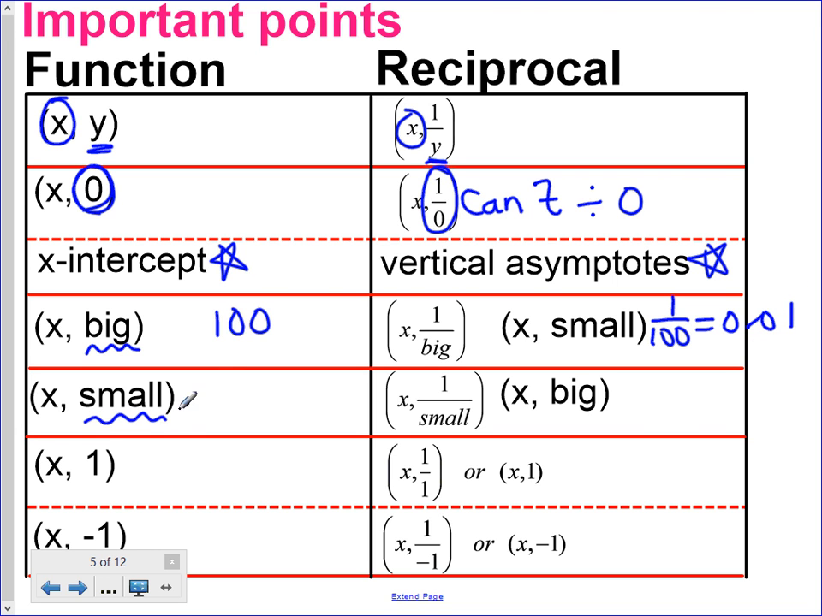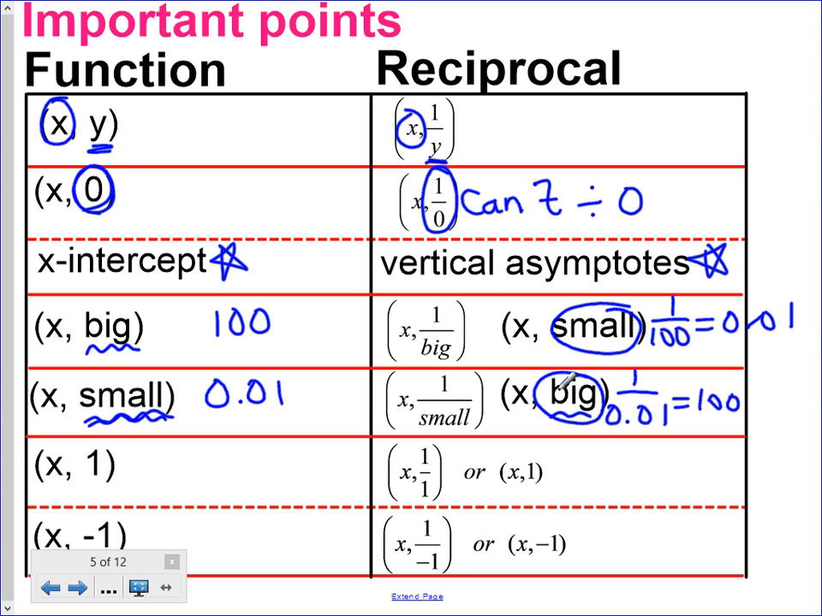Same thing happens for small numbers. If I have a small number, let's say 0.01, if I take the reciprocal of a small number, I'm going to get a big number because 1 divided by 0.01 is 100. So you can see that it's the opposite. So big numbers on my function become small numbers on my reciprocals. Small numbers on my function become big numbers on my reciprocal. That's going to help us when we come into graph.